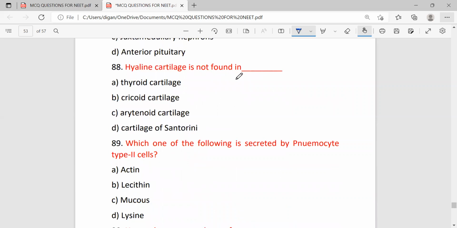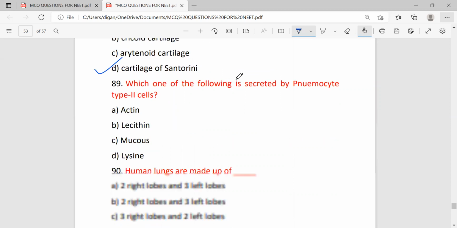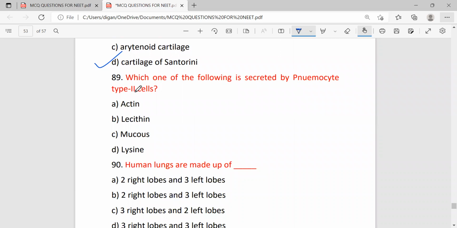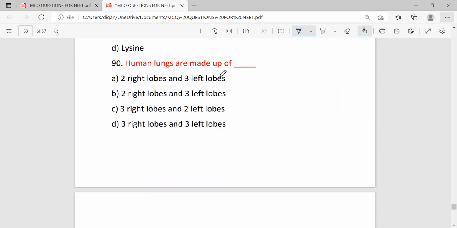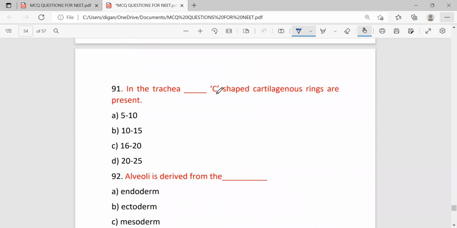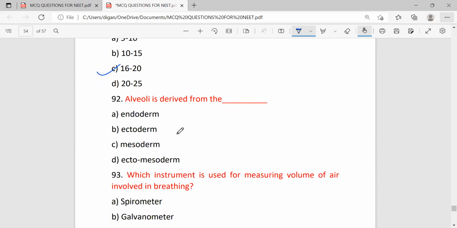88, hyaline cartilage is not found in option number D, that is cartilage of Santorini, because here the cartilage is made up of elastic tissue. Next, 89, which one of the following is secreted by pneumonocyte type 2 cell? For 89, correct option is B, that is lecithin. Human lungs are made up of, for 90, correct option is C, that is 3 right lobes and 2 left lobes. In the trachea, C-shaped cartilaginous rings are present. For 91, correct option is C, that is 16 to 20 cartilaginous rings are present, which prevent the trachea from collapsing. For 92, alveoli is derived from, correct option is A, that is endoderm.